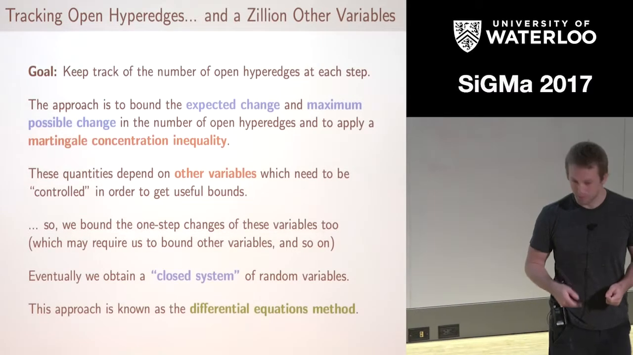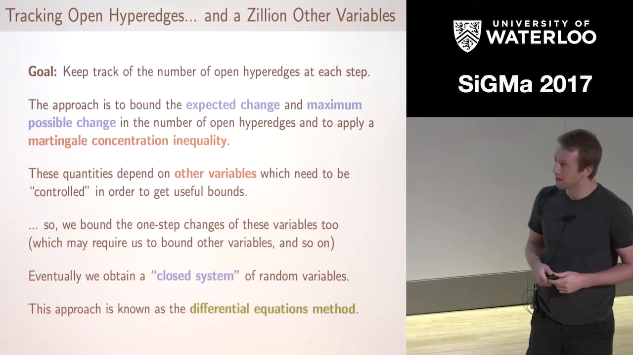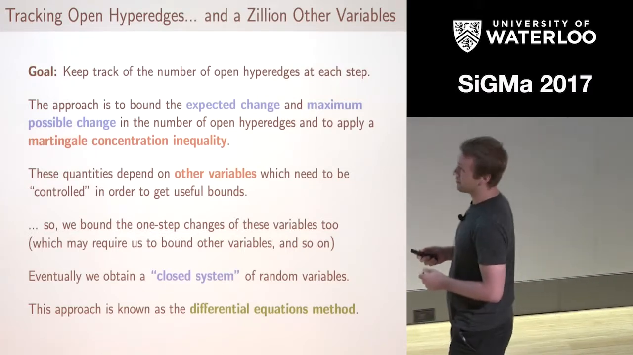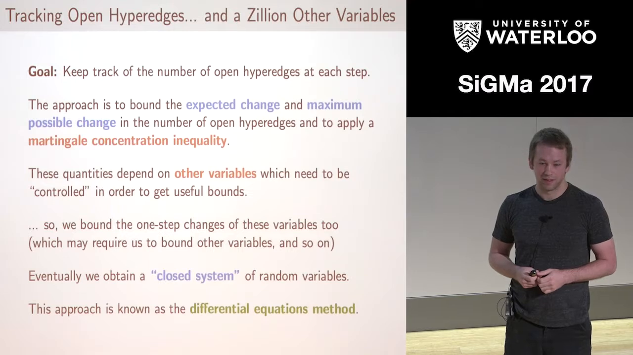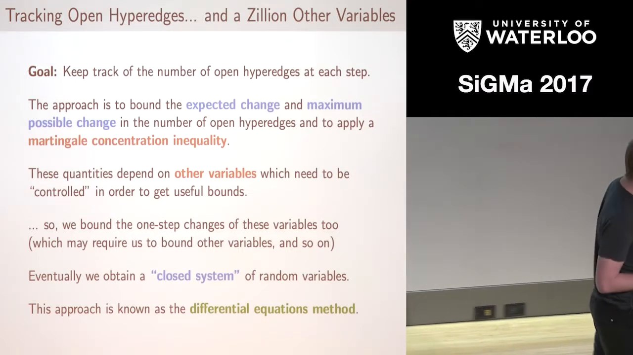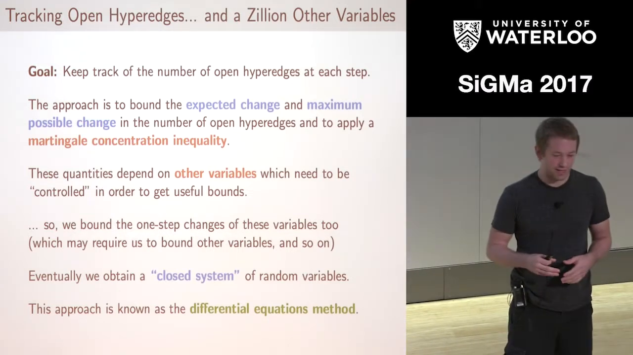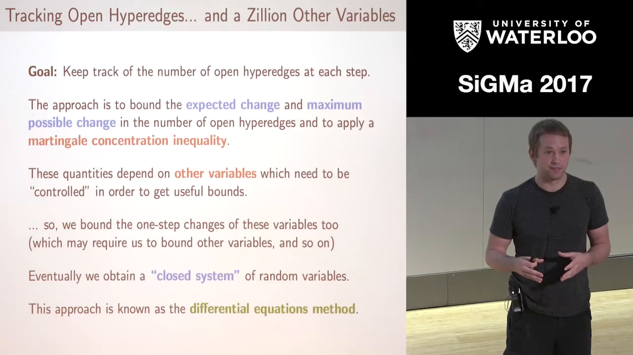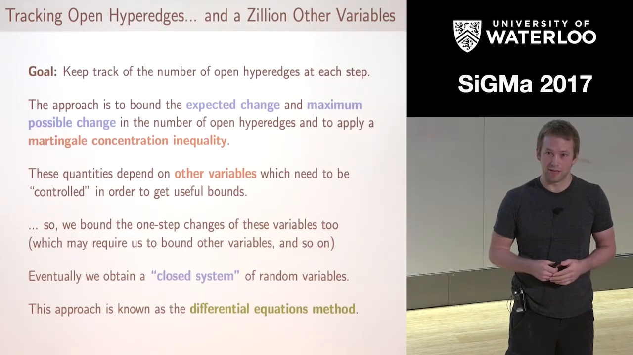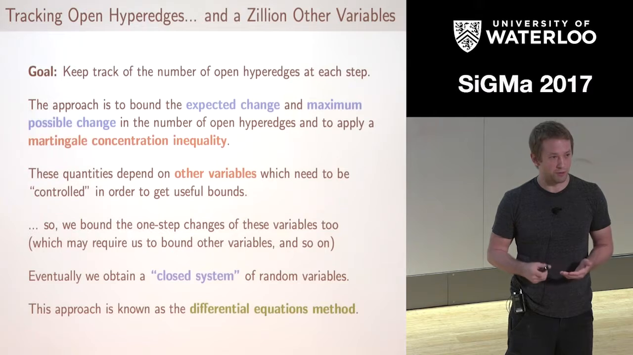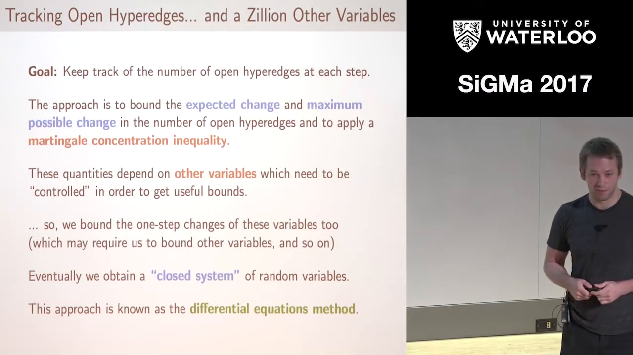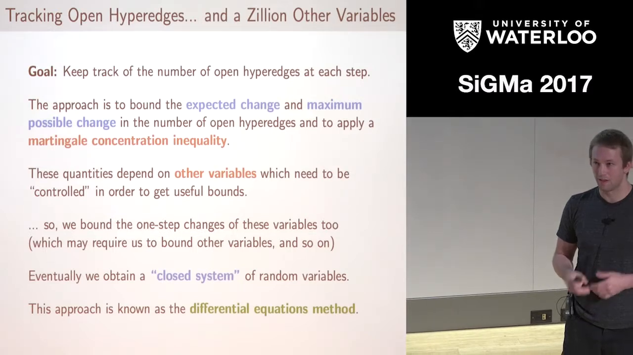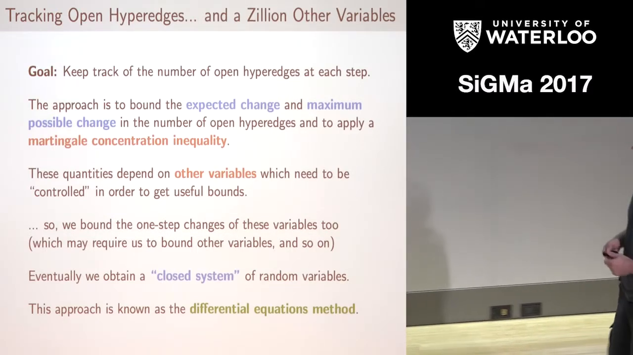And this general approach that I'm describing is something known as the differential equations method, which is a very powerful method which has been used to do things like analyzing the triangle-free process, which gives the best known upper bounds on the Ramsey number R(3,k). So that's work due to Bohman and Keevash, and Fiz Pontiveros, Griffiths and Morris. And it has a lot of other applications recently.